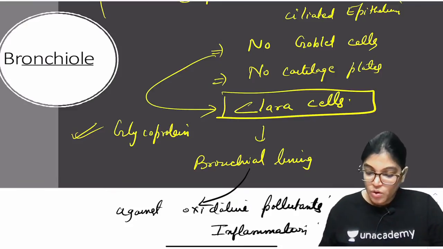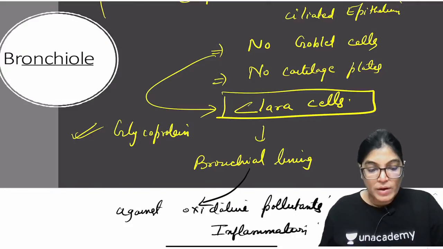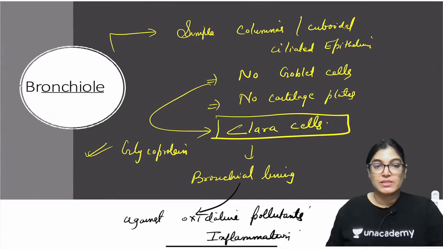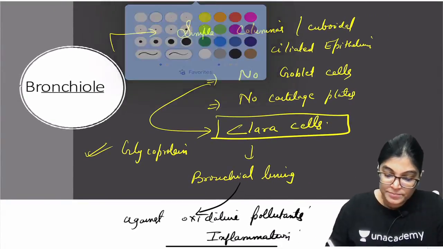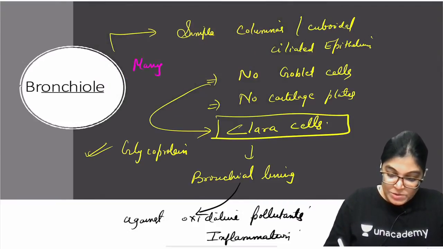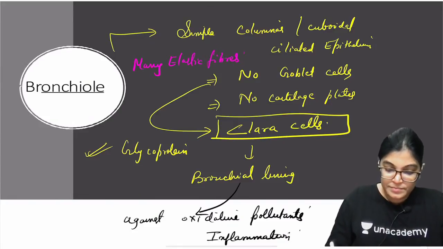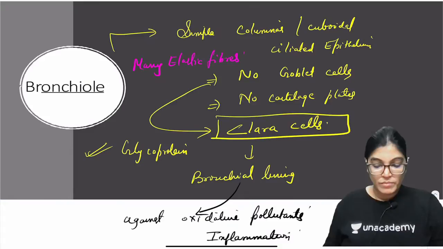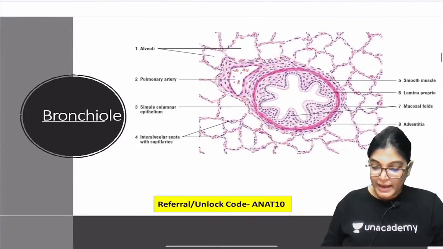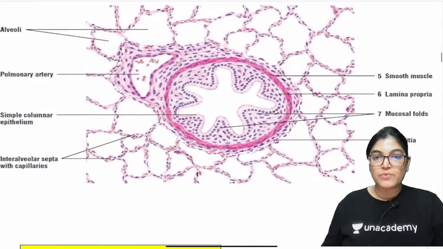So yes, no cartilages, and also there will be no glands, but many elastic fibers. Other than that, what it contains is many elastic fibers. So the important point is that bronchioles contain many elastic fibers. Now coming to the next. So this is a diagram of bronchioles. Let me just highlight it. This is the diagram for the bronchioles.